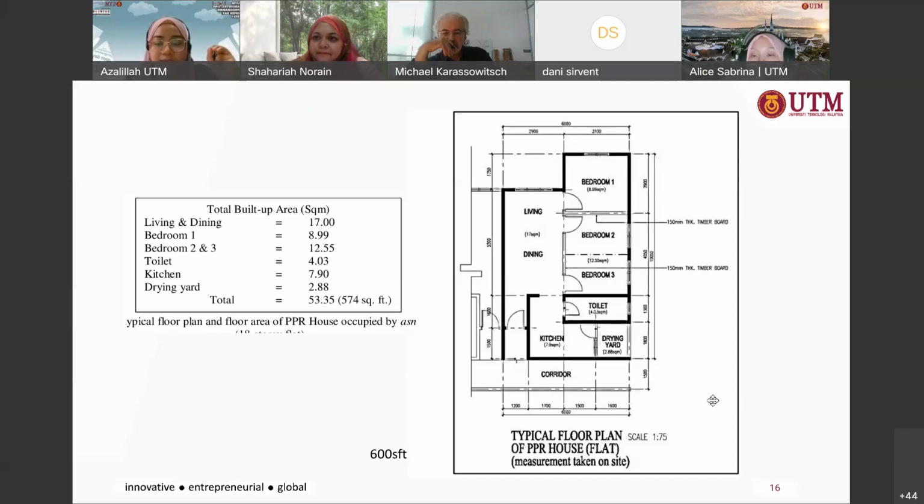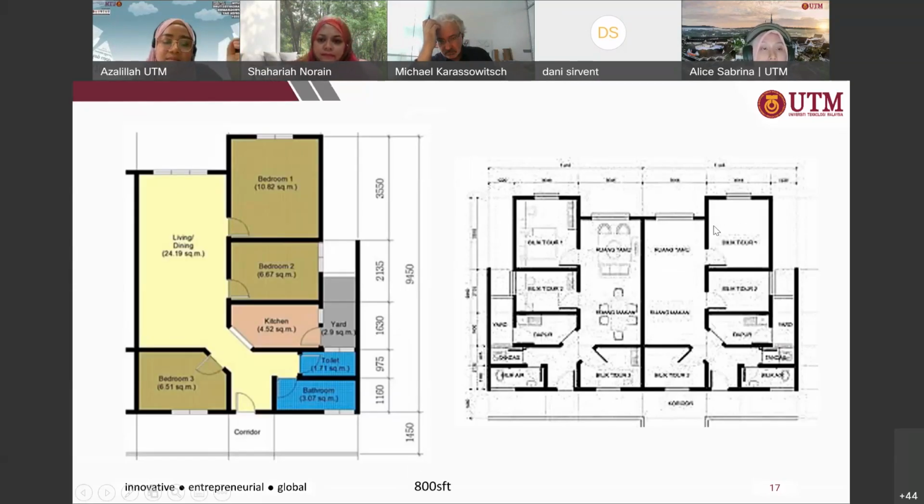As you can see here is the typical floor plan for the public housing. We call it the PPR flat. You can see here we have only a living and dining area, this is around 70 square meters, and we have 3 bedrooms. We have a toilet, kitchen, and drying yard. So here is the very typical one, and then here they try to play around. They try to increase the square feet. This is for 800. Same goes. They have 3 bedrooms, with dining and living room sharing together.